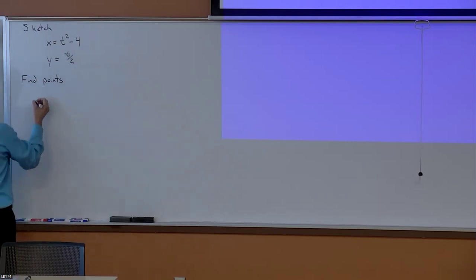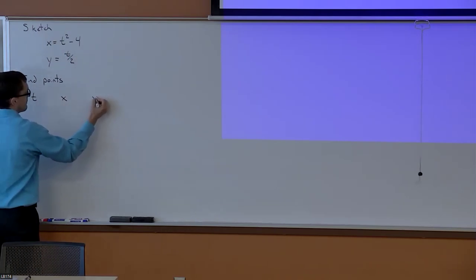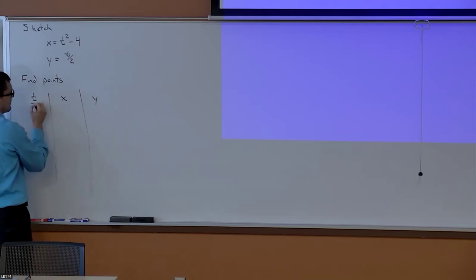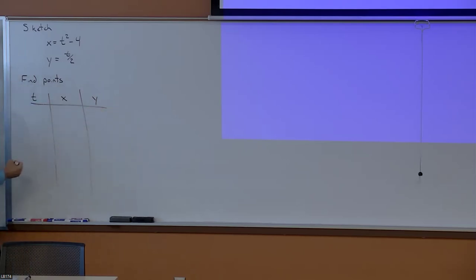All right, so for finding points, what we're going to do is plug in different values for t. And that's going to give us our x value and our y value. So let's plug in something like -2. And then I'll plug in -1. I'll plug in 0. I'll plug in 1. I'll plug in 2. That's what we'll start with.